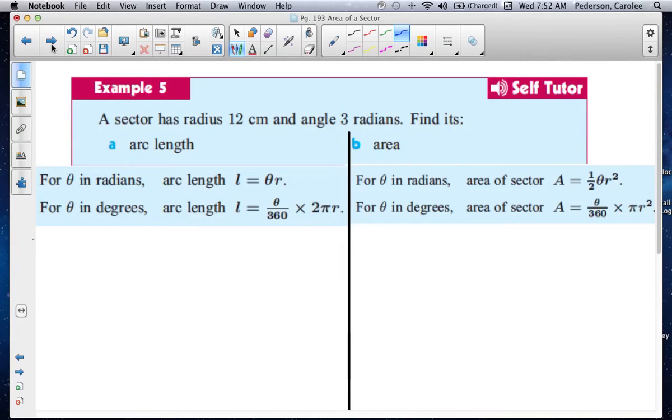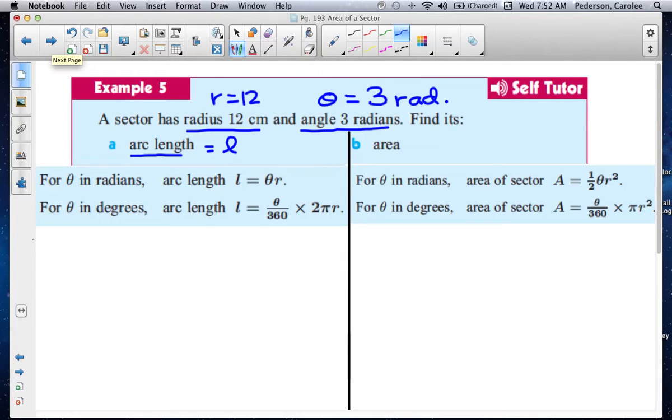What we're going to do is find the arc length in the area given this information. The radius is 12 centimeters. The central angle is 3 radians, so it's in radian measure. So r equals 12 and theta equals 3 radians. And we want to find out what is the arc length, L.